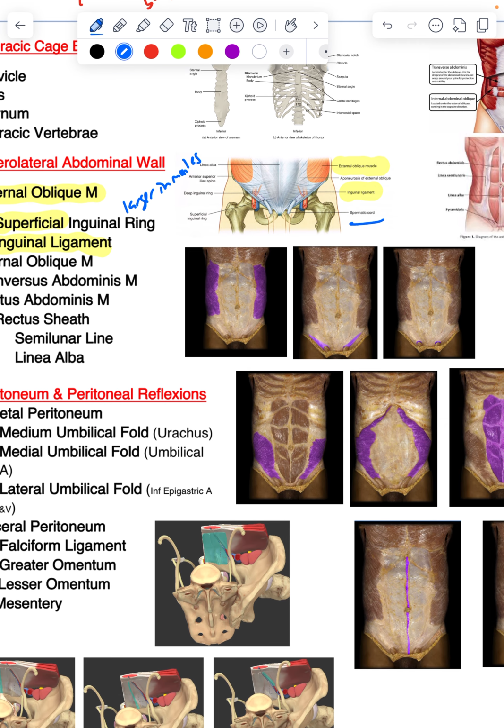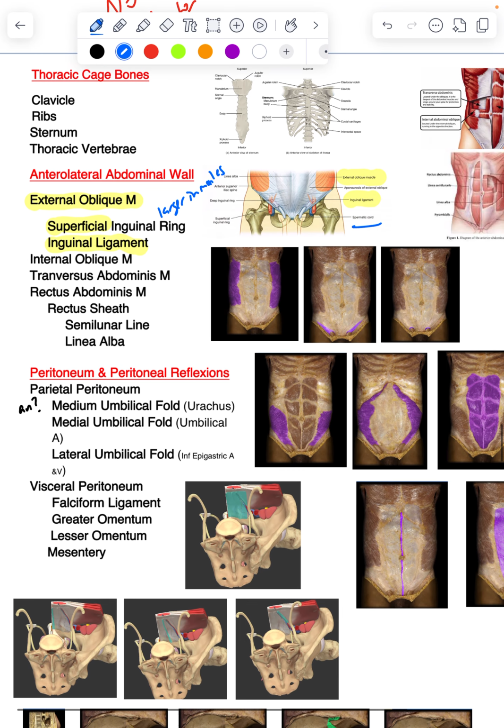whereas in females there's just the round ligament of the uterus, which is much smaller. Internal oblique would be, so these also go from most superficial to deep. So this is most superficial, and this is going to be deepest. This is kind of in between.